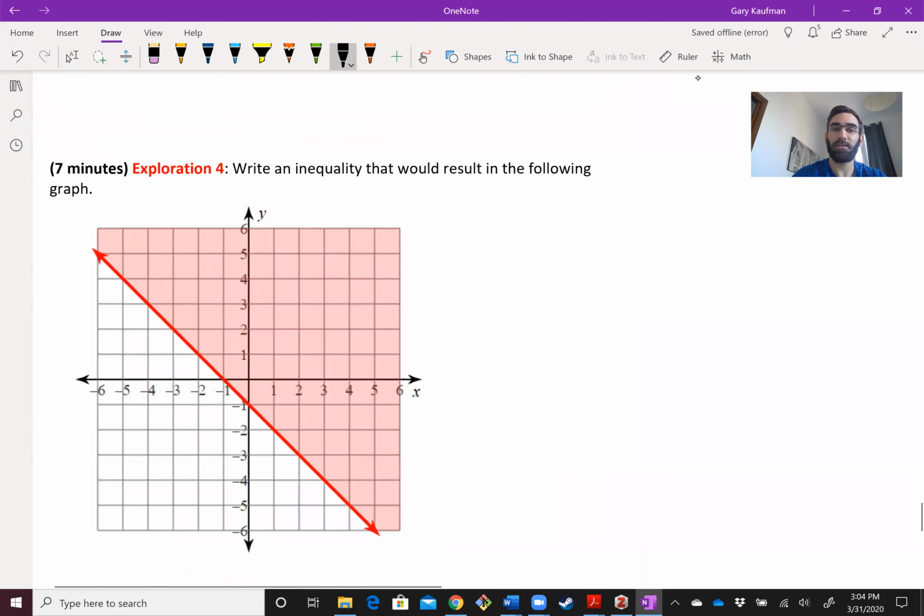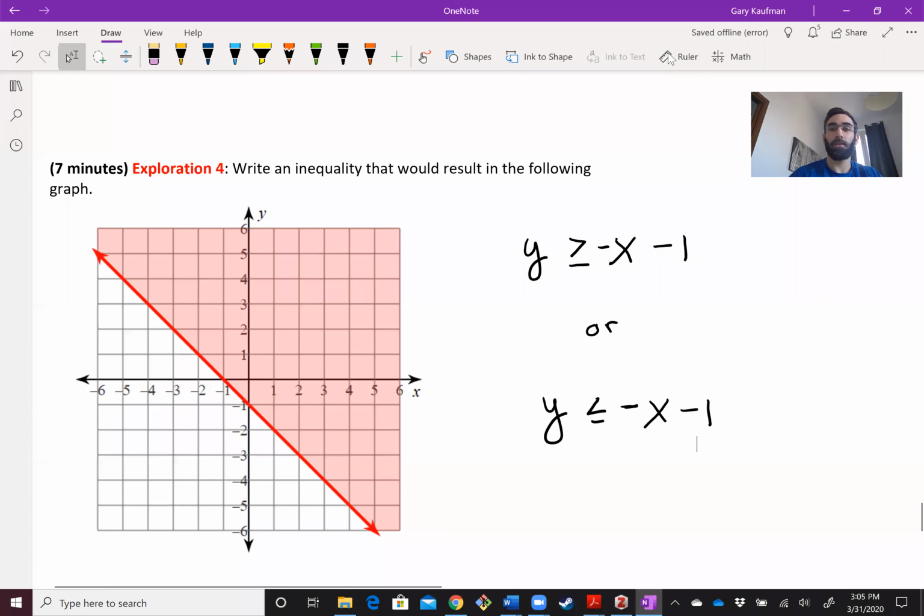Last but not least, here is the last exploration for today. Go ahead. Here are the two possible inequalities that they could be, because we have a solid line. Let's pick something that's in the solution this time. Let's say, why not (0, 0), because that will be easiest. So we want (0, 0) to be true.